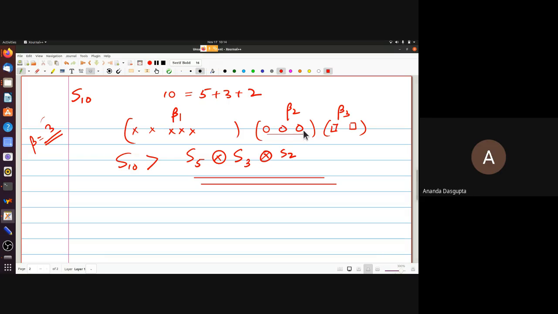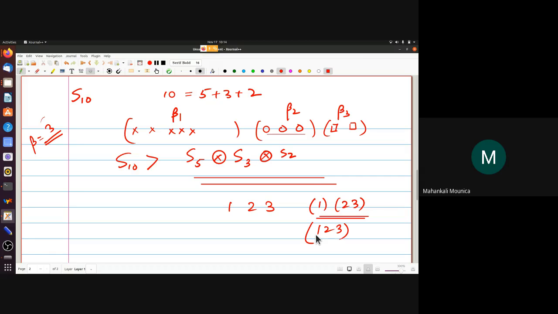A 3 cycle can split into 2 cycles. No, beta 2 is the number of 2 cycles in this. Can you split a 3 cycle into 2 cycles? Take any permutation of 3 objects. How many 2 cycles can you have then? Remember, cycle structure means, this would be one thing which has a single 2 cycle, right? That's not the only one. There are many other possibilities. You could also have this, which has no 2 cycles at all.